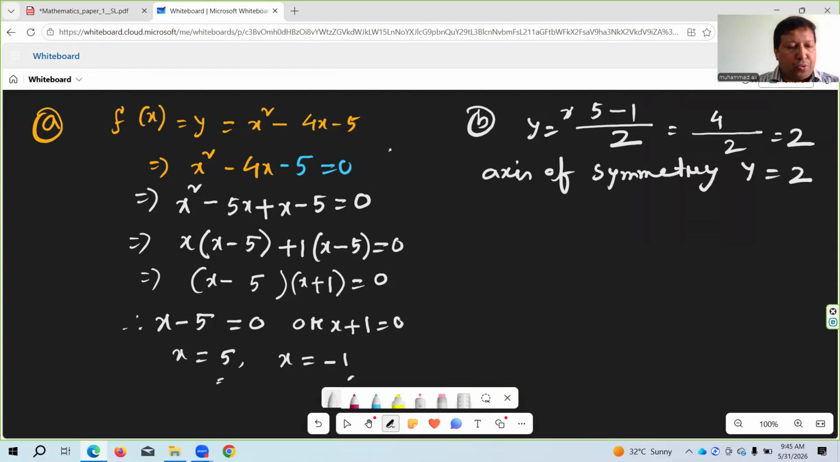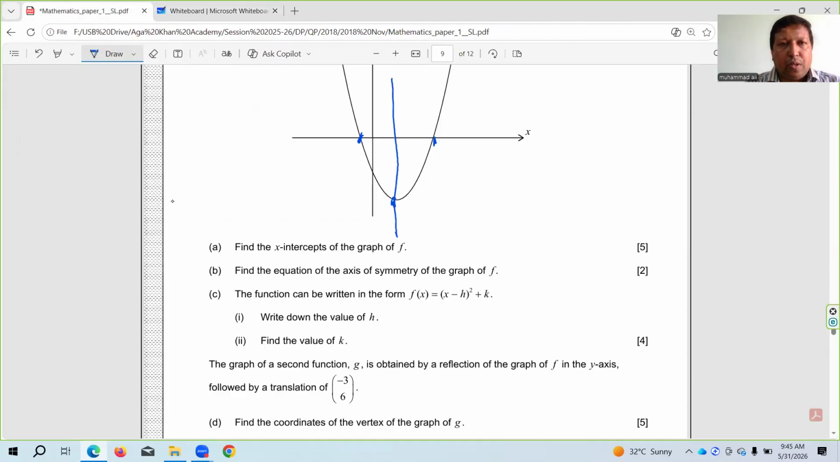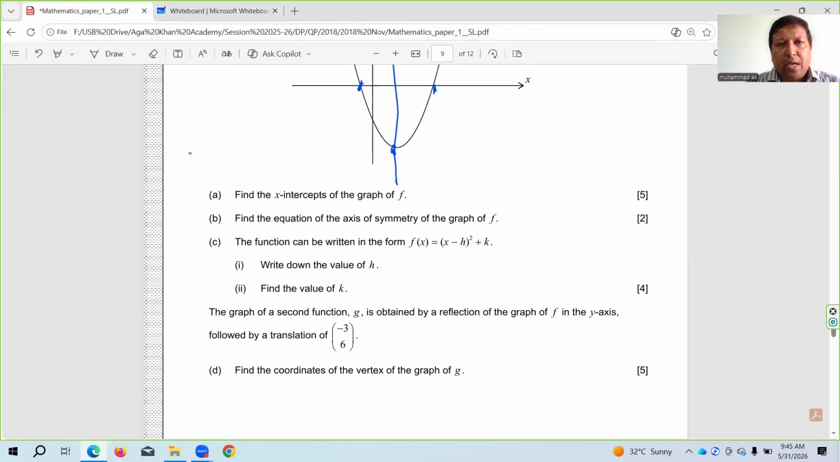Now question C: the function can be written in the form f(x) equals (x minus h) whole squared plus k. Write down the value of h and write down the value of k.